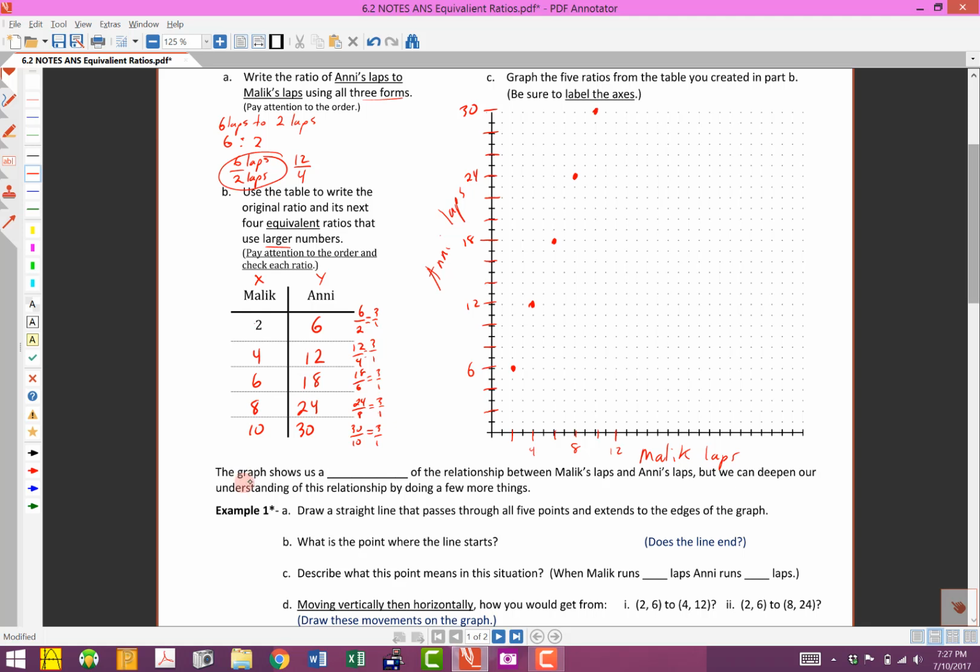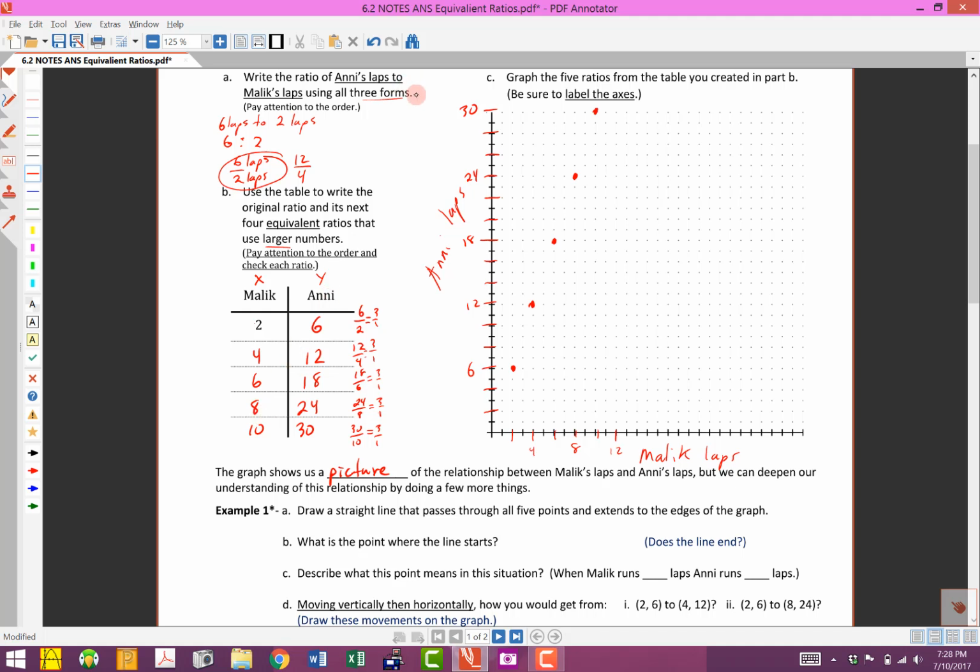And it says this graph shows us, we're going to call it this, we're going to say it's a picture of the relationship between Malik's laps and Annie's laps. But we can deepen our understanding by doing a few more things. We can deepen our understanding of this relationship. So we've got a picture right here of this relationship, and we've got some numbers right here, and then we've got a verbal description up above.